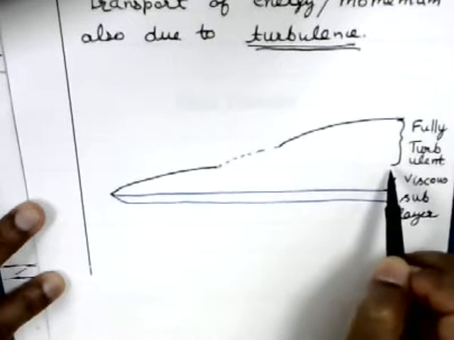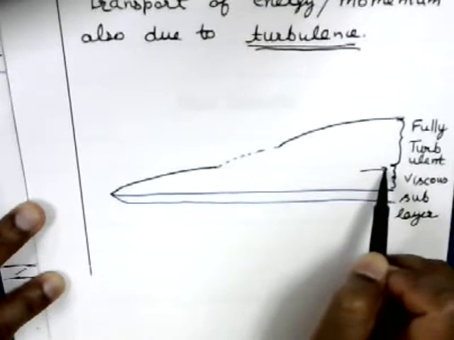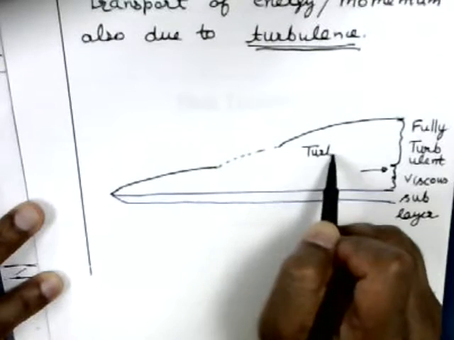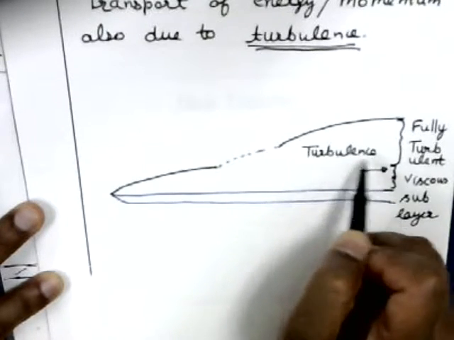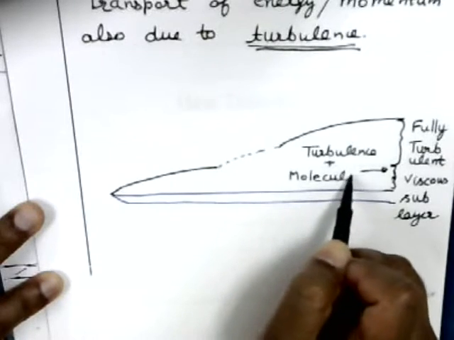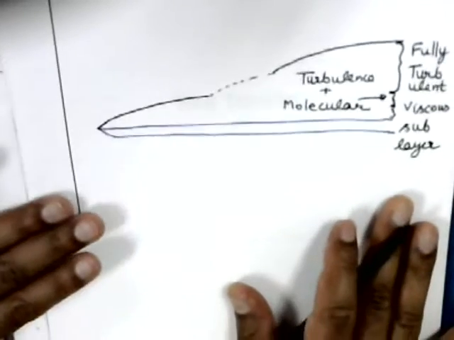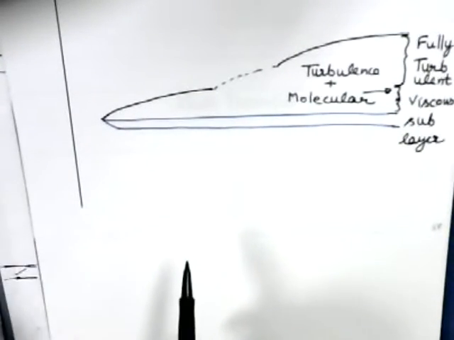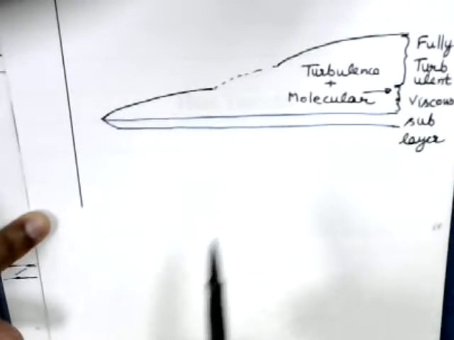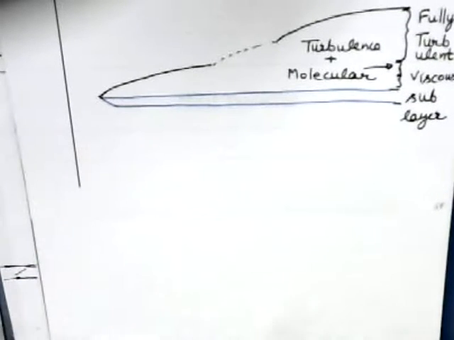Okay. And then there is a region here next to the viscous sublayer. In this region you can say both are important, the turbulence and also molecular transport. Okay, both are important. Now in terms of velocity and temperature distribution in the boundary layer for laminar and turbulent, the implication of this mixing is something like this.